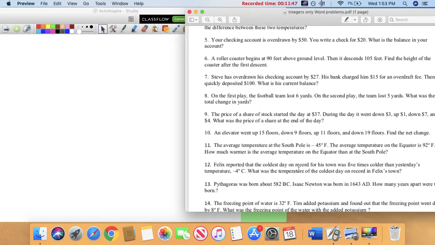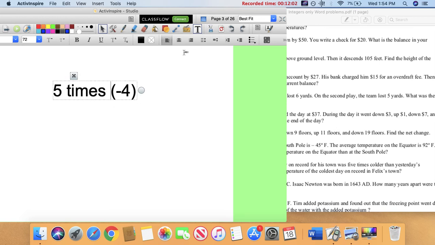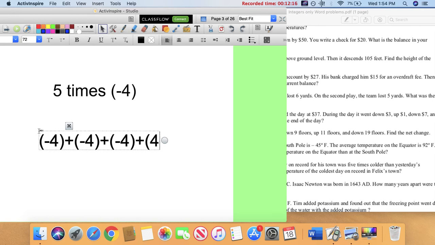Felix reported that the coldest day on record for his town was 5 times colder than yesterday's temperature. So yesterday's temperature was negative 4. We haven't done multiplication, but it's 5 times colder than that. So it's going to be 5 times negative 4. So what exactly is multiplication? Multiplication is repeated addition, no? So that means it's negative 4 plus negative 4 plus negative 4 plus negative 4 and plus negative 4. So that's another way of writing that problem.